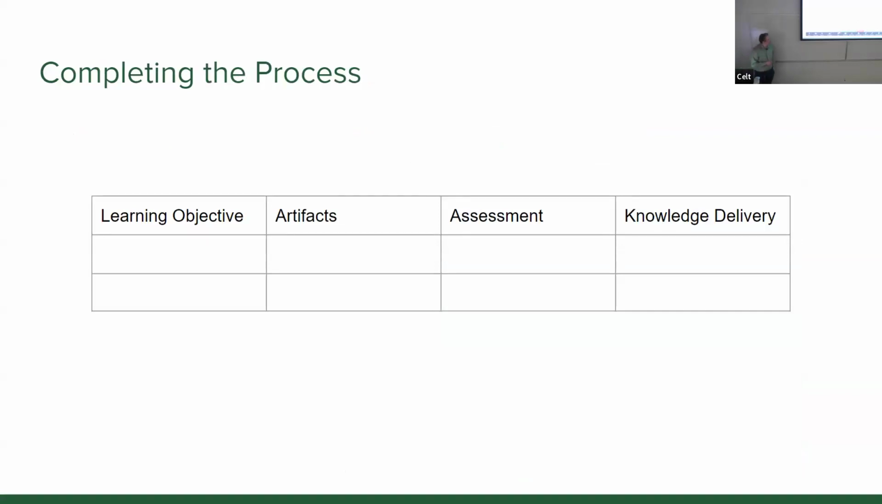So going back to our little worksheet that we've been touching on throughout this, we're finally in our last column, which is knowledge delivery. So hopefully you've got your learning objectives, you've figured out your artifacts, you know how you want to assess all of that, and now it's just looking backward and saying, okay, how am I going to accomplish all of that based on how I deliver my knowledge?